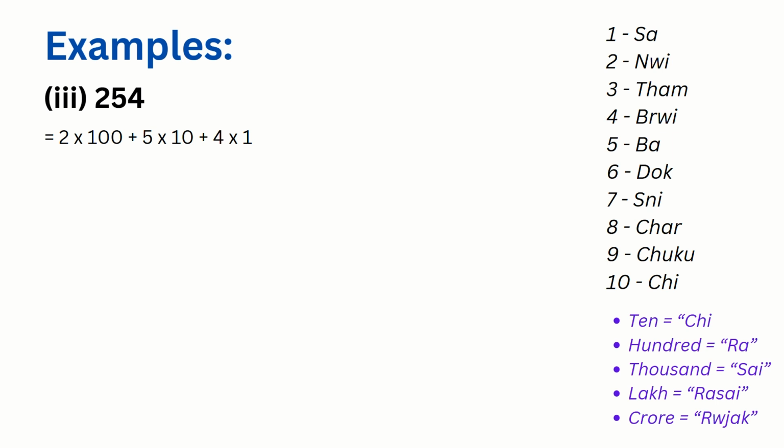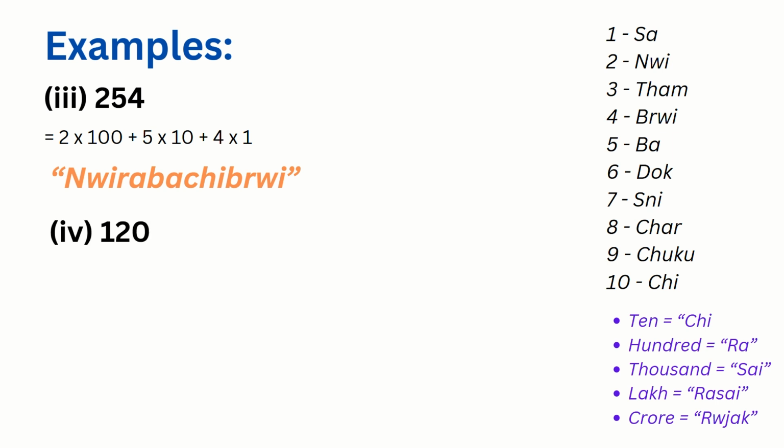Now we just need to place the Kokborok terms corresponding to these individual numbers. So first for 2, as you can see on the right hand side of the page, the word for 2 in Kokborok is nui. So add nui. And for 100 the word is ra. So add ra. And for 5 the Kokborok word is ba. So add ba. And for 10 it is chi. So add chi. And for 4 we say brui. And as I have mentioned earlier also, we tend to skip the term for the ones place. So the final term for 254 in Kokborok is Nuirabachi Brui.